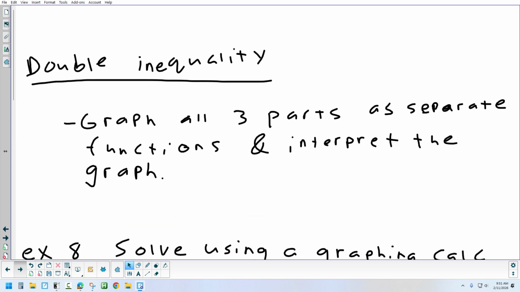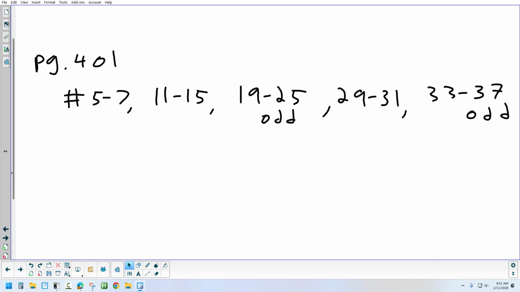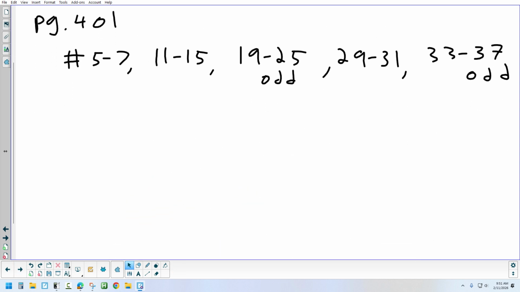All right. So that is the homework for tonight. So 5 to 7, 11, 15, and 29 to 31, those are all. But the 19 to 25 and the 33 to 37 is all. So again, make sure you do have access to your graphing calculator on your Chromebook, because you need that for almost every question.